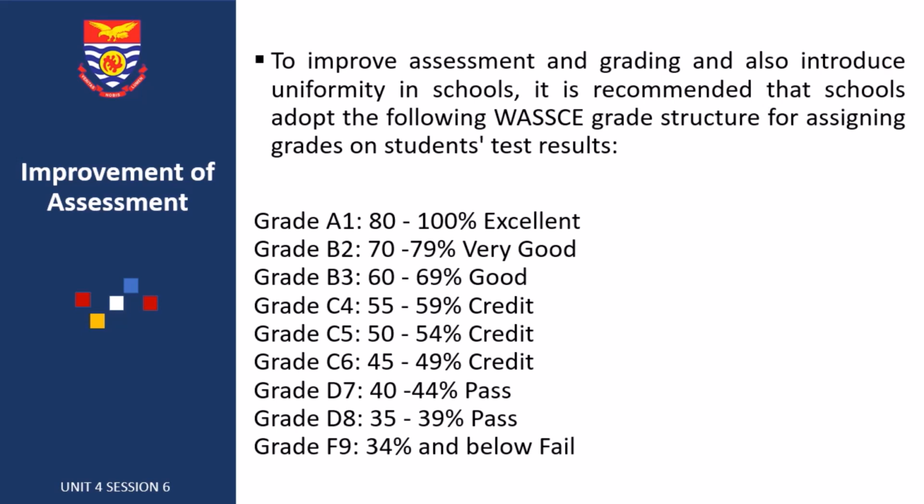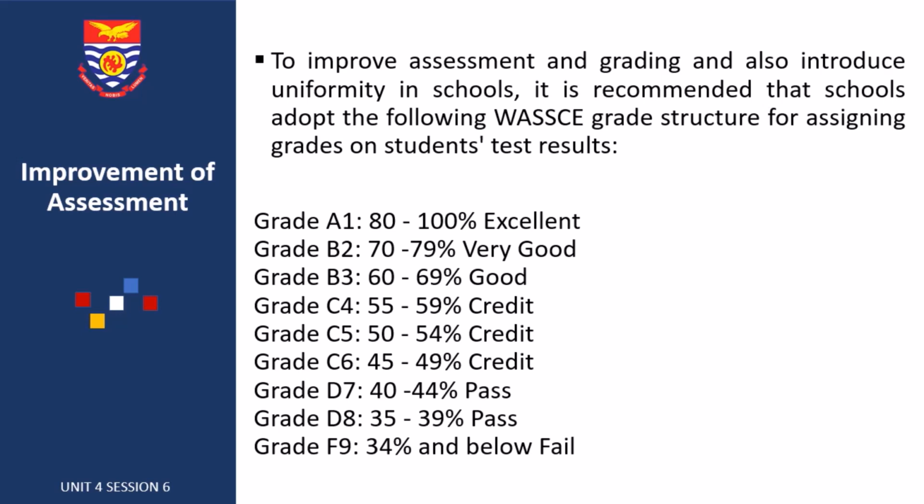So improvement of assessment. Now, you could see that grade A1 ranges 80% to 100%, and the remark is excellent. Grade B2 is 70 to 79, then the remark is very good. Grade B3 is 60 to 69, and the remark is good. Grade C4 is 55 to 59, and that is credit. C5 is 50 to 54, which is also credit. And grade C6 is 45 to 49, which is also credit.